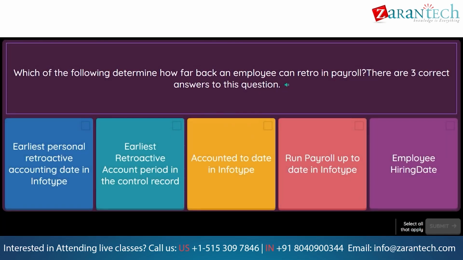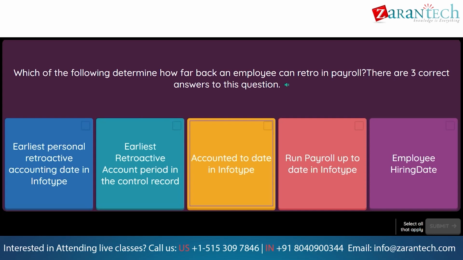Question: which of the following determine how far back an employee can retro in payroll? There are three correct answers to this question. Option 1, Earliest personal retroactive accounting date in info type. Option 2, Earliest retroactive account period in the control record. Option 3, Accounted to date in info type. Option 4, Run payroll up to date in info type. Option 5, Employee hiring date.